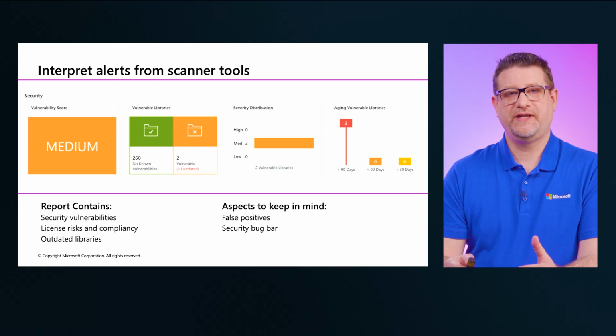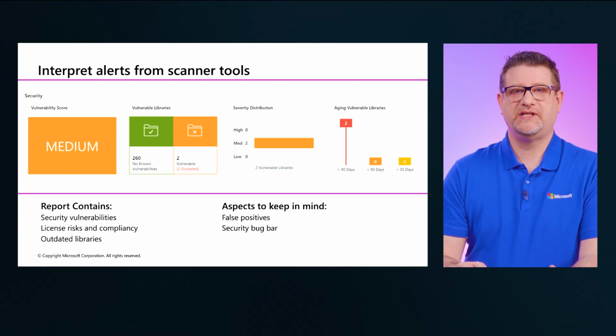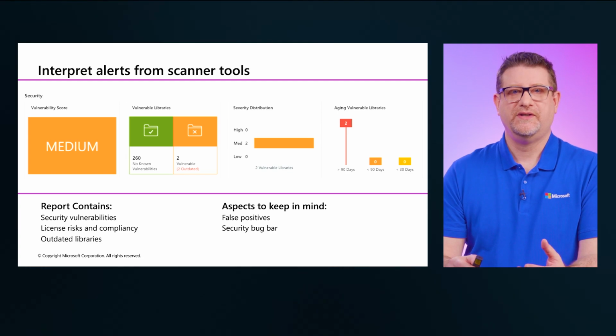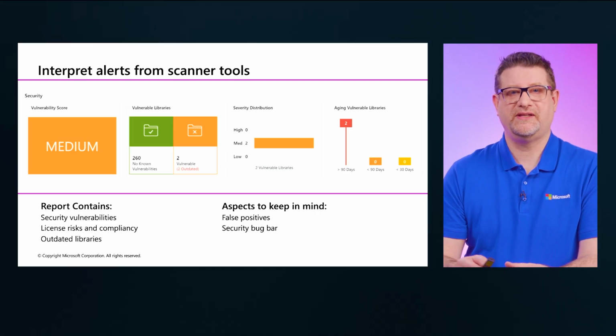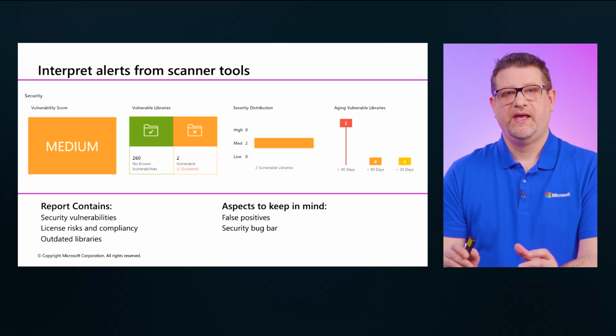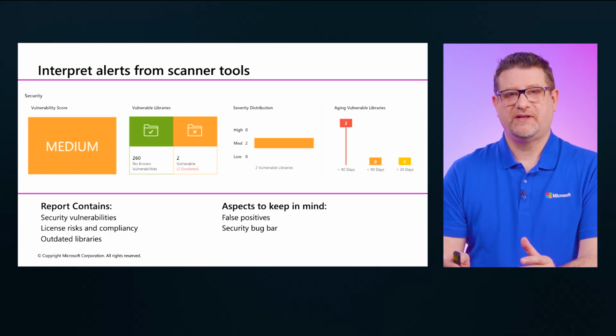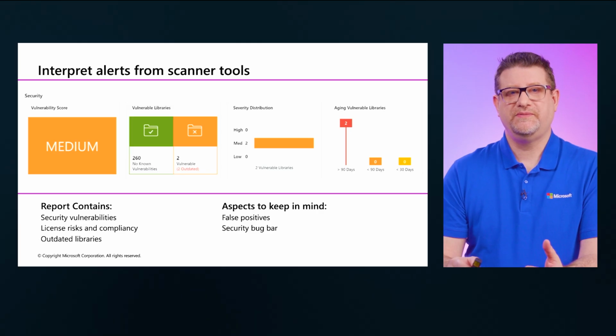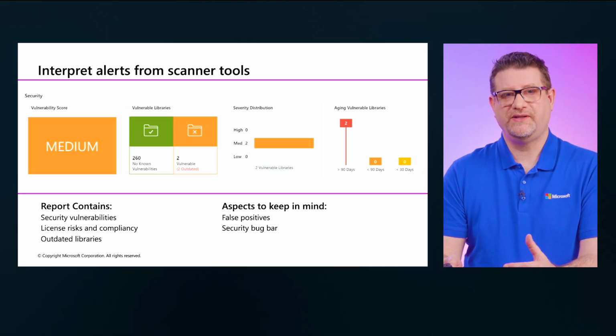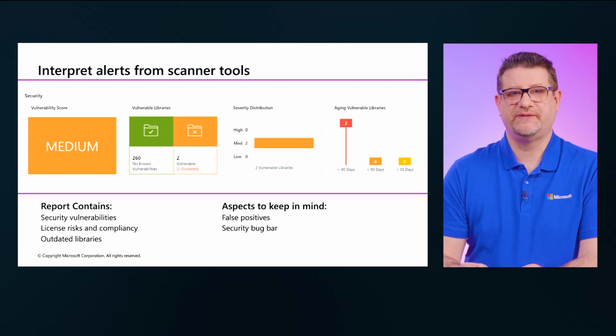Interpreting alerts from scanner tools is a vital part of maintaining secure and compliant software. When we run security scans on our codebase, the resulting reports typically highlight several important areas: security vulnerabilities, license risk, compliance issues, and outdated libraries. These alerts help teams quickly identify weaknesses or risks in their software components. For example, a vulnerability alert might point out a library with a known security flaw, while a license risk could alert us of a package with restrictive usage terms. By reviewing these reports, our teams can prioritize which issues need immediate attention and which can be scheduled for future updates.